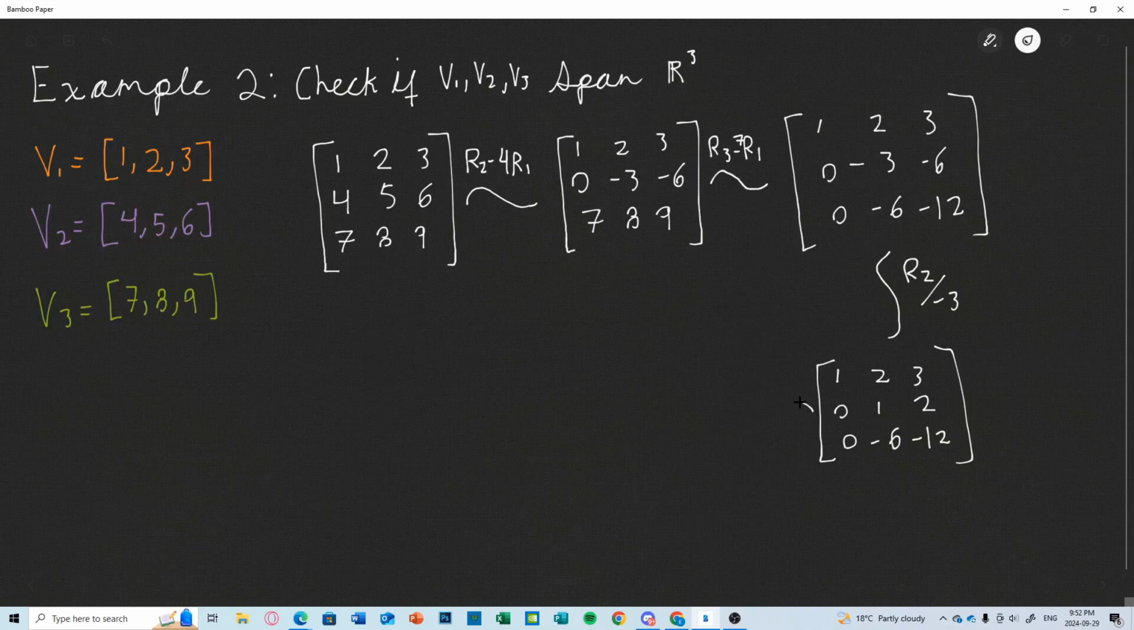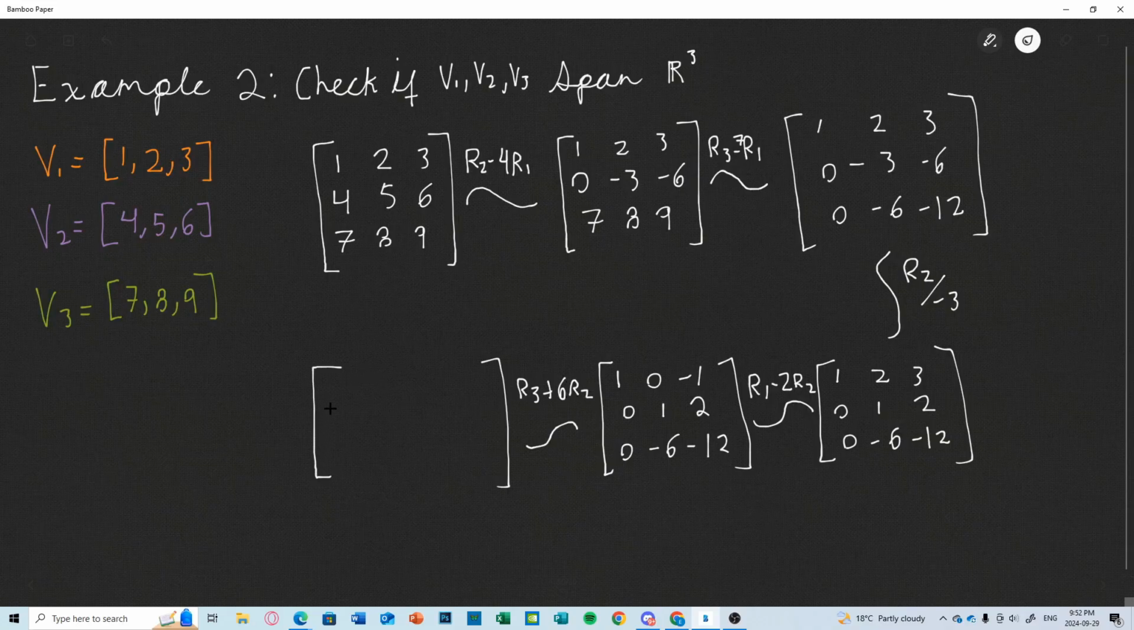Then what we're going to have is our first row minus 2 times our second row. So R1 minus 2R2, which will give us 1, 0, negative 1, 0, 1, 2, and 0, negative 6, negative 12. And now finally, to clear up the last row, we're going to add row 2 multiplied by 6 to row 3. So it'll be R3 plus 6R2, which will give us a final answer of 1, 0, negative 1, 0, 1, 2, and 0, 0, 0.